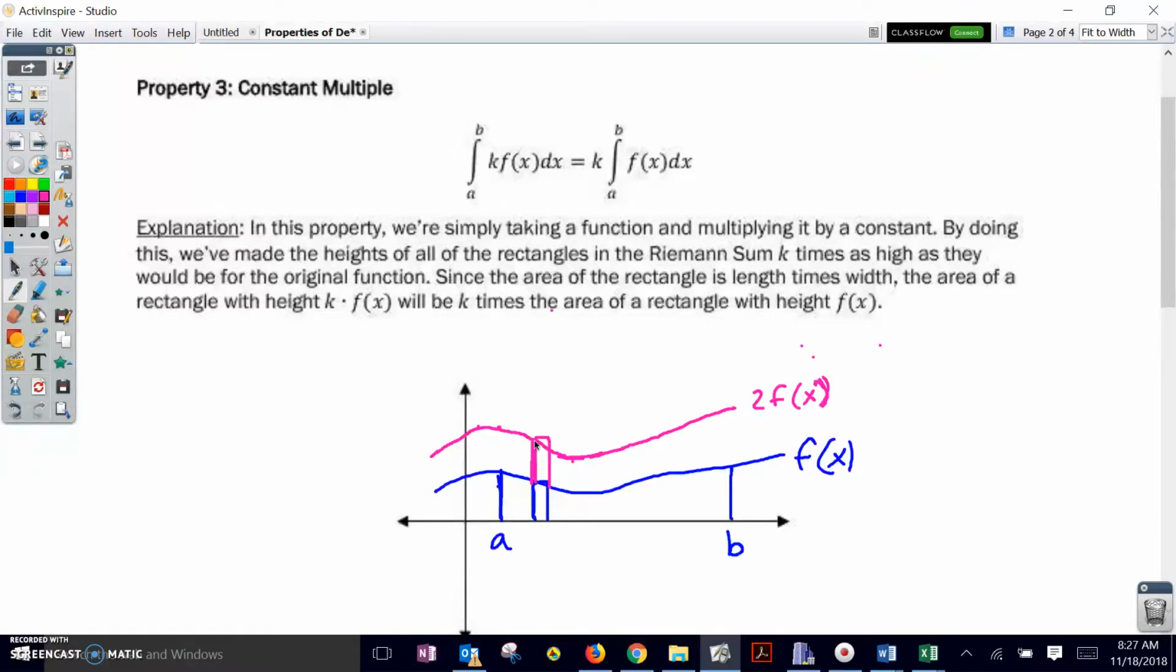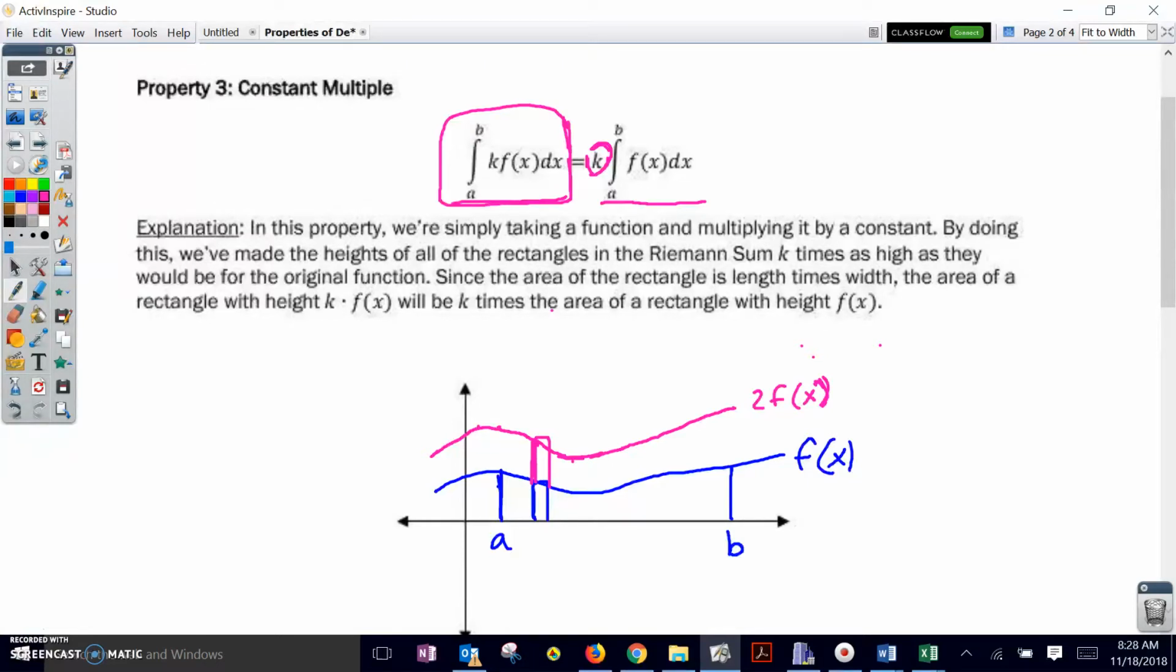And so what we have here is the integral of the purple function, k times f of x, and all that's equal to is whatever the multiplier was times the original area that we have. In this case, since I used f of x and 2f of x, it's just going to double the value of that integral, since every rectangle is going to have the same width, but double the height.